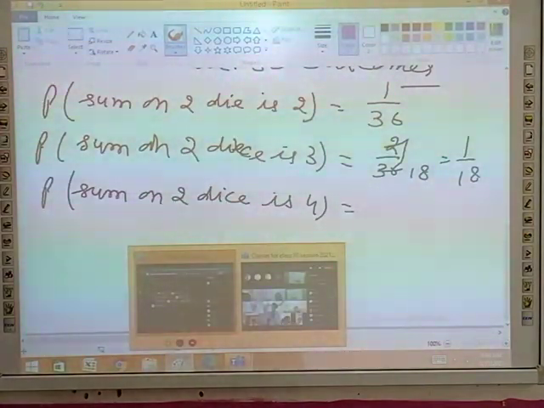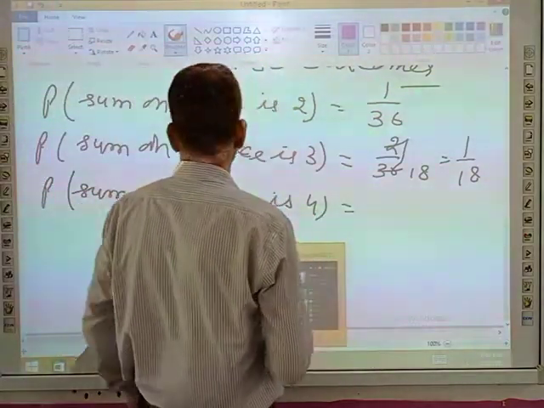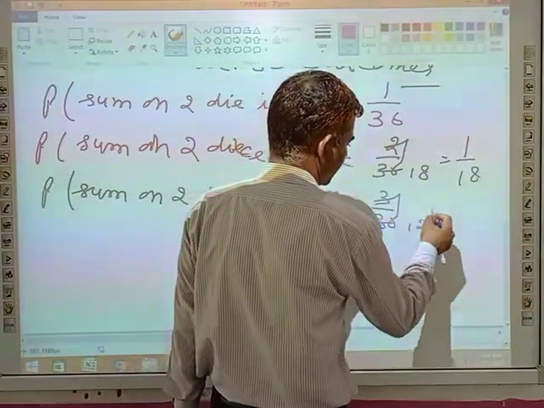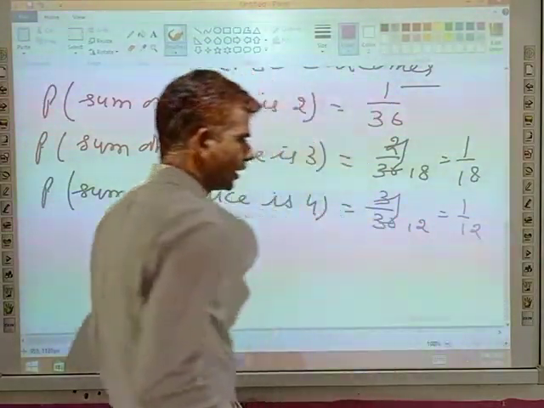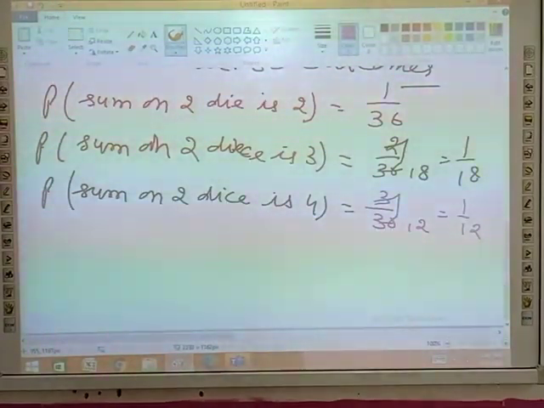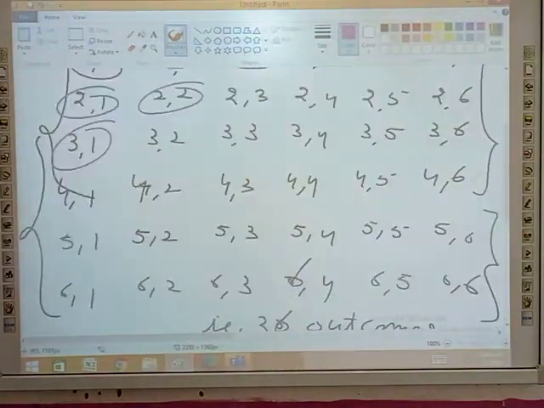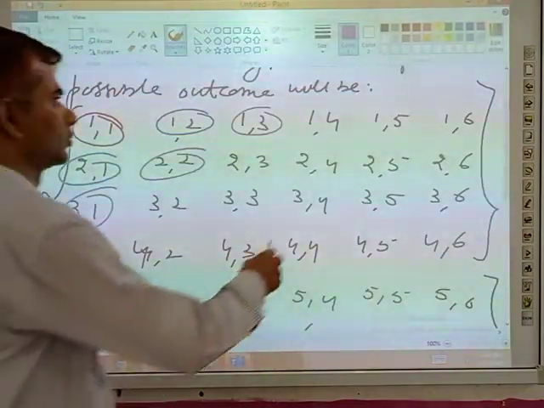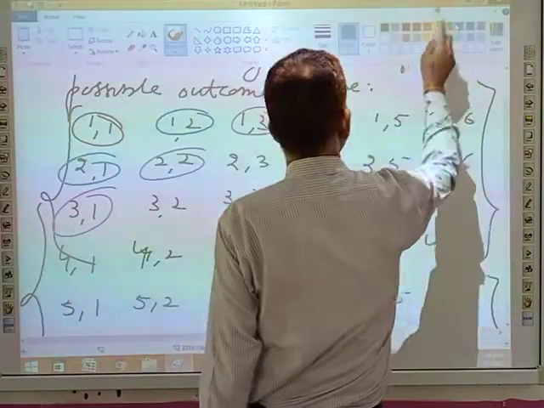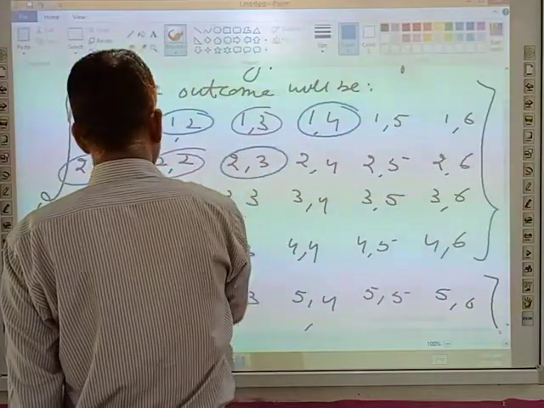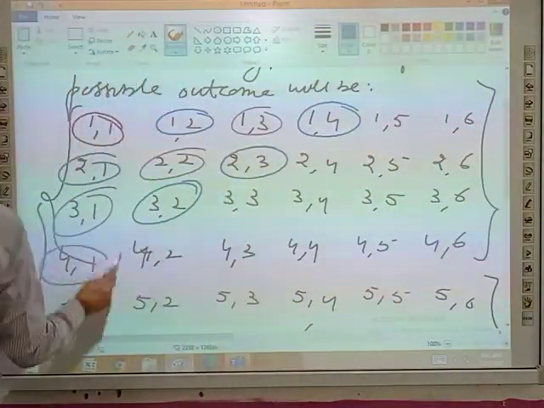The sum on 2 dice is 4: that is 3 by 36, that is 1 by 12. And the sum on 2 dice will be 5: that is 4 upon 36, that is 1 upon 9. The cases are 1 plus 4, 2 plus 3, 3 plus 2, and 4 plus 1, each is 5.